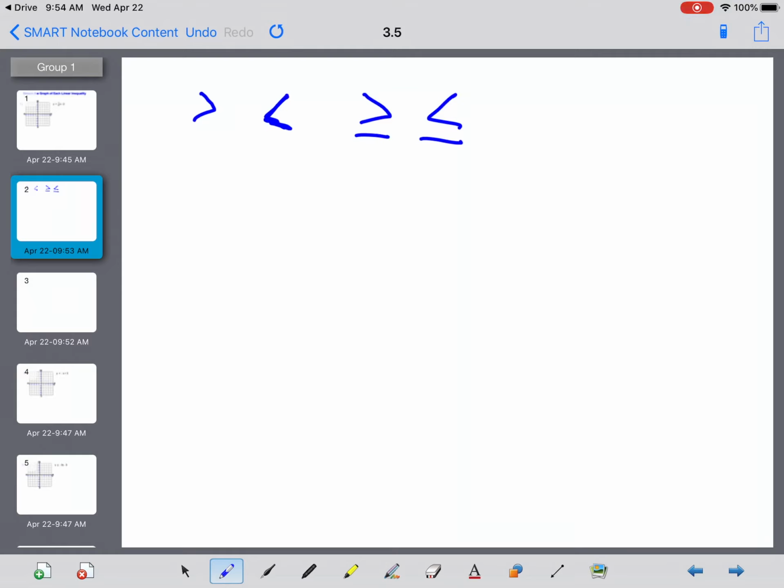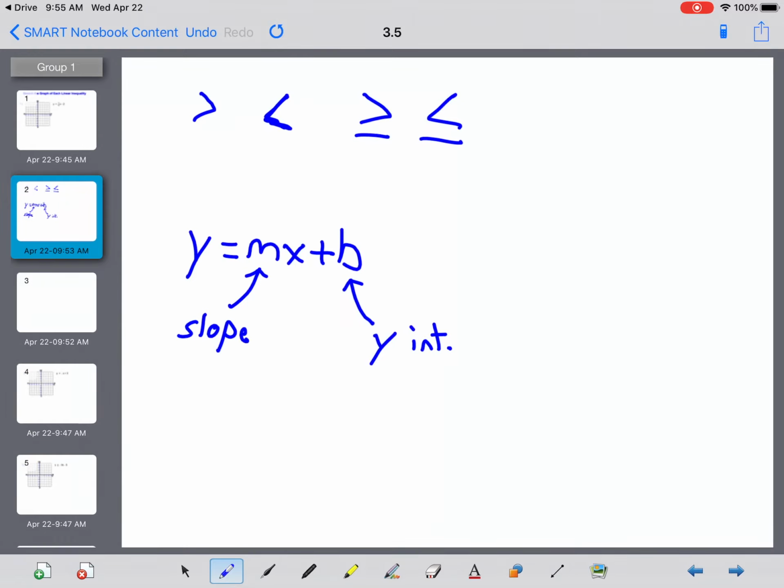If we think back a few chapters ago, we graphed linear equations, not inequalities, meaning they used an equal sign. Those equations had a very distinct format called slope-intercept form. Y equals mx plus b, where the m was our slope, which was the rise over the run, and the b was our y-intercept, where we cross over the y-axis.